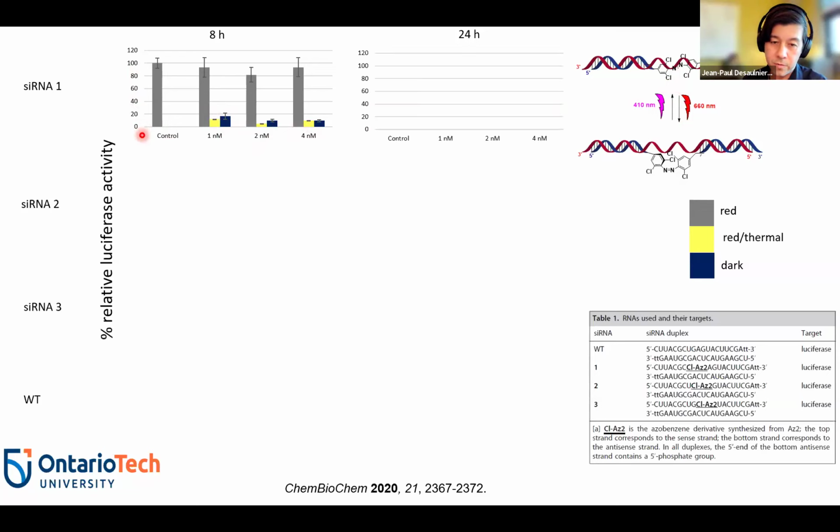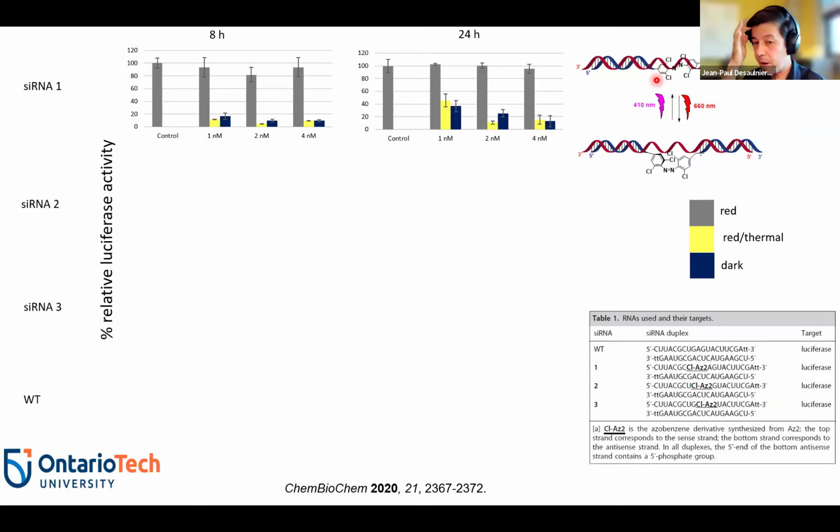We can do this for 24 hours as well, in which we can keep it inactive for 24 hours, and then we can get activity with thermal heat, or the dark experiments, you can see downregulation. Probably the main issue with this, however, was that the half-life for this tetrachlorinated group, going back to the native trans form, is really quite short, on the order of minutes. What this meant was that in our experiments, we had to keep the cells under red light for the duration of the experiment.